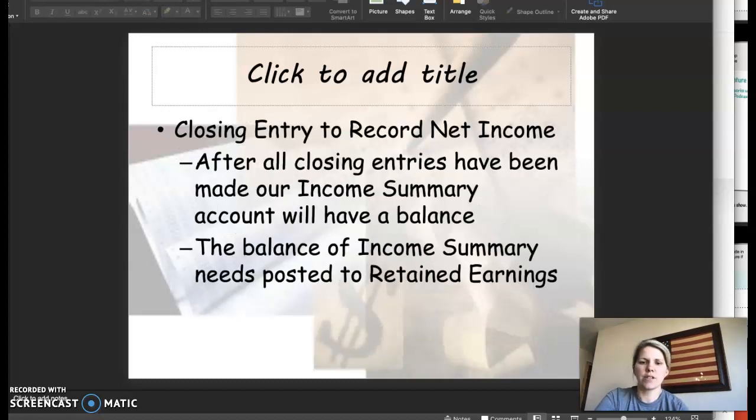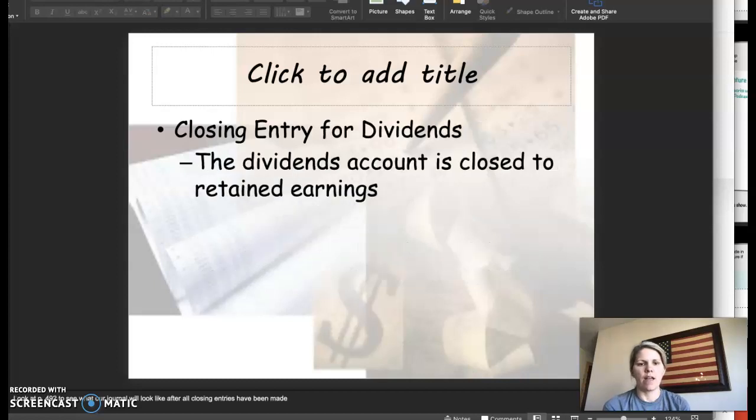Okay, and then our next closing entry was with the net income. So this will be made for our income summary account because it has a balance. And the balance of the income summary needs posted to retained earnings. So income summary and retained earnings are the two accounts we use here. And then lastly, our closing entry for dividends. So the dividends account is closed to retained earnings as well.